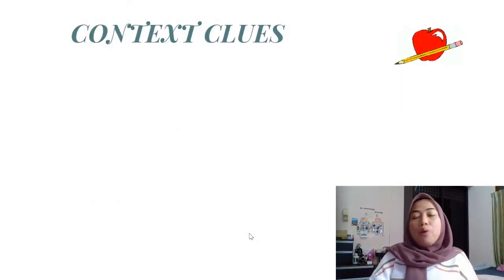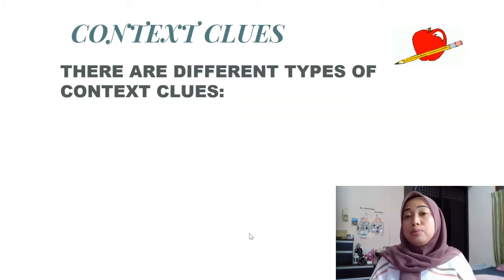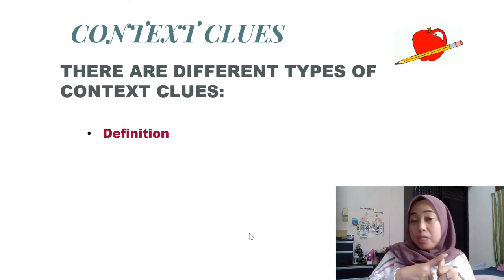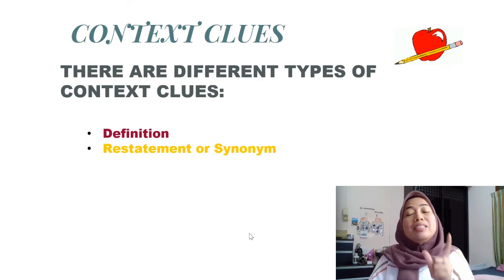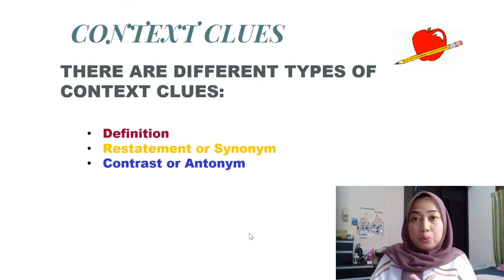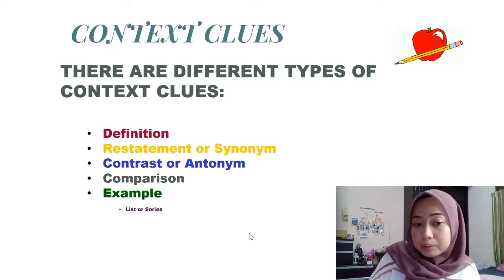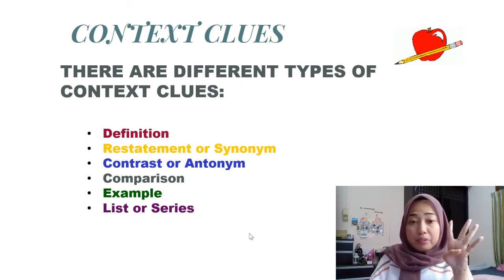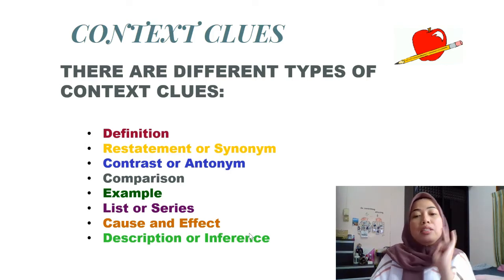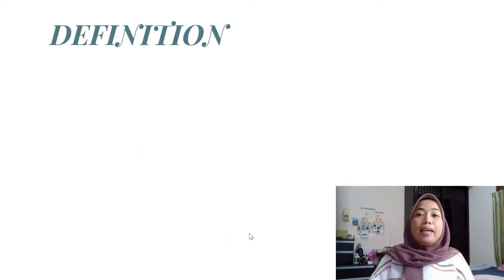For context clues, there are different types available in the reading itself. These include providing a definition, restatement or synonym of the word. We can have contrast or antonym, we can have comparison, we can have examples, we can have lists or series, we can have cause and effect, and we can also have description or inferences. So we have 8 different types.